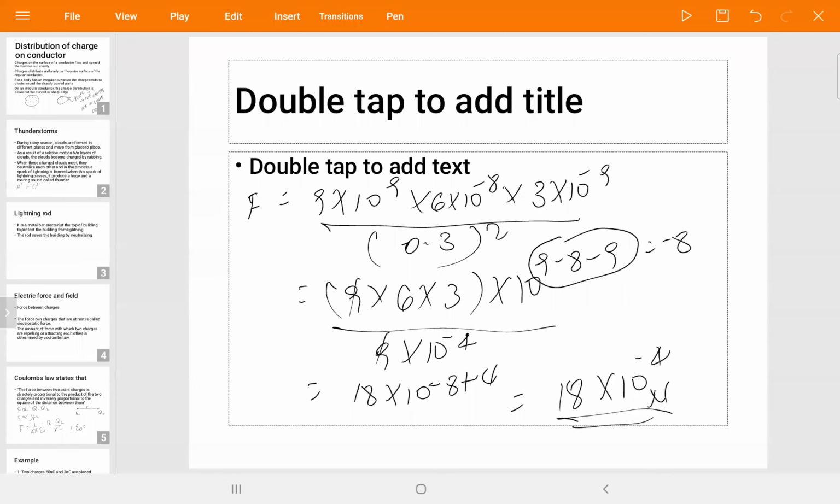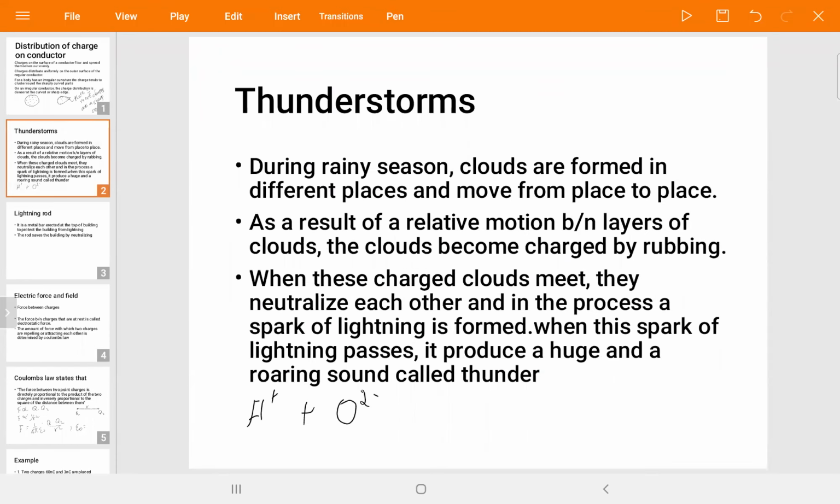And the other one, the formation of thunderstorm. The formation of thunderstorm is due to a rubbing process, a friction process. Because, as you know, in the rainy season there is cloud, and a cloud will form layers. These layers have a relative motion to each other, or one layer will move over the other layer. And this relative motion causes dissociation of water molecules.